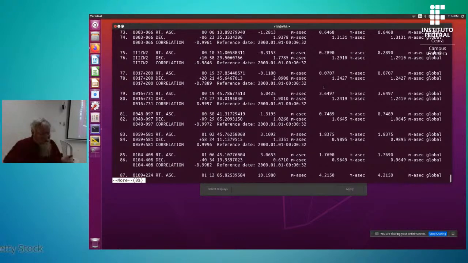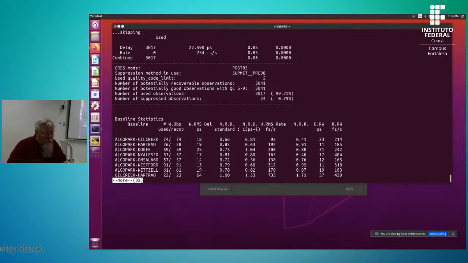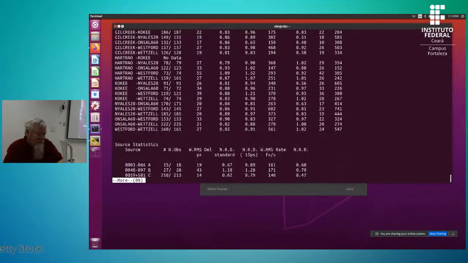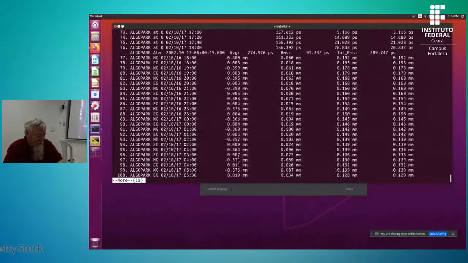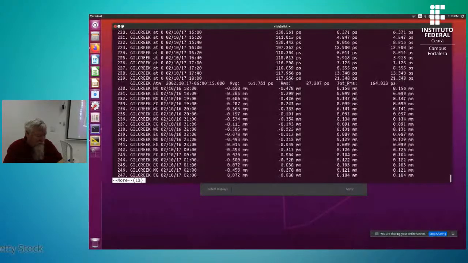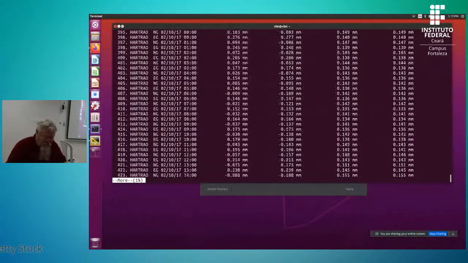And let me type in /delay. And if I type in /delay, then I start to get to where it's processing individual arcs or individual sessions. And that has information about the individual sessions. And I type space, I go down through there. This estimates a ton of parameters. We get to UT1.